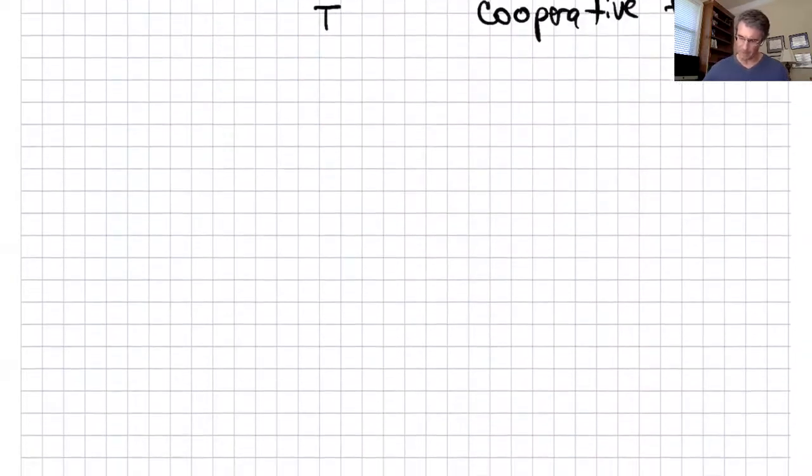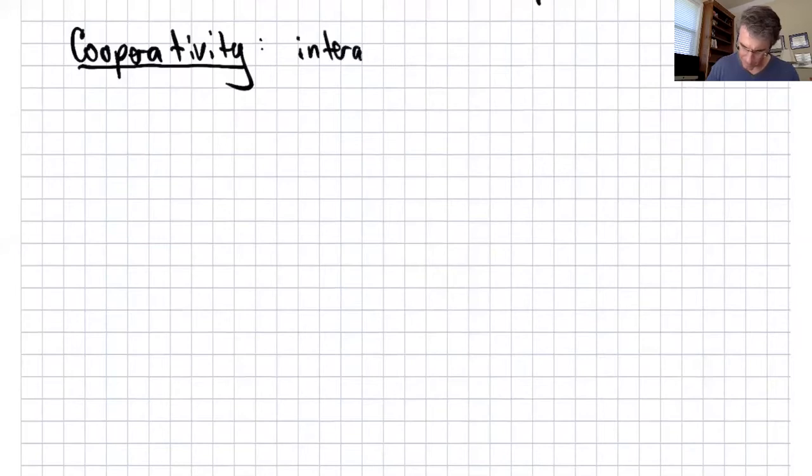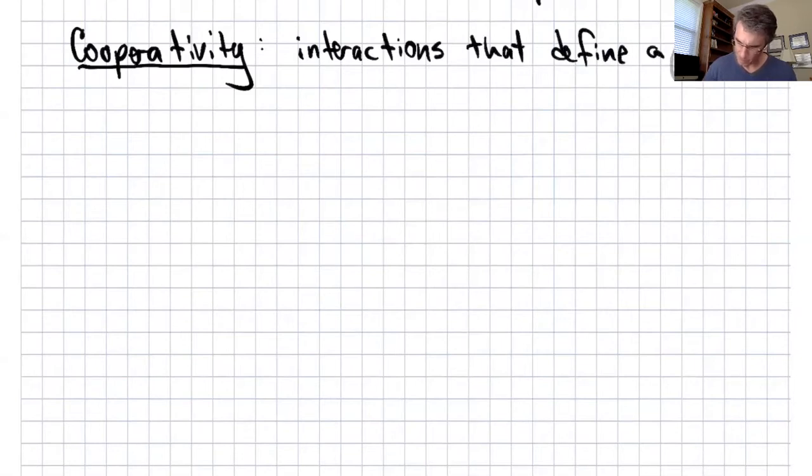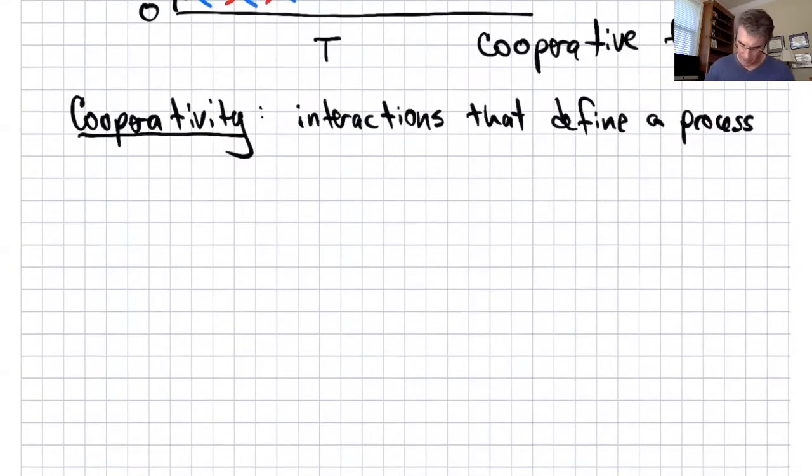So what cooperativity, in a definitional sense, means, right, or at least I guess in simple terms, is that any set of interactions that define a process, whatever those interactions happen to be, right? They're not independent of each other, or I should say more formally, they're not energetically.